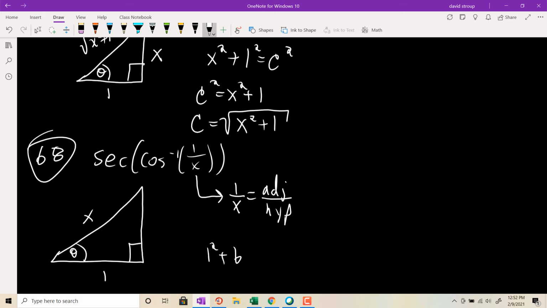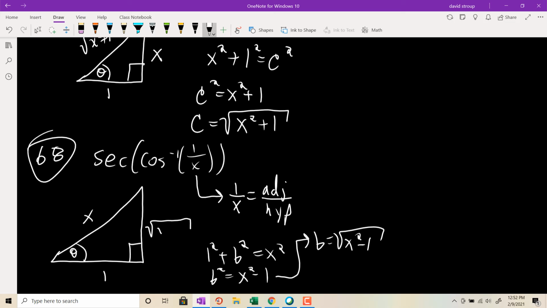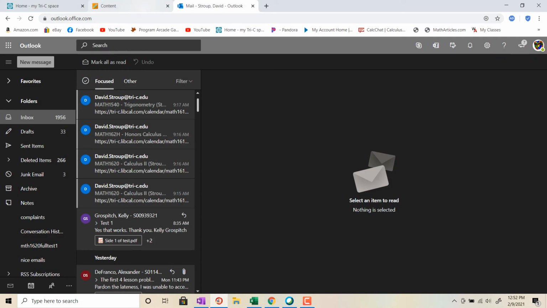1 squared plus, we'll call that third side b squared, equals x squared. b squared is x squared minus 1. And then b is the square root of x squared minus 1. So our third side, draw it in here, square root of x squared minus 1. And then the secant of this angle is going to be hypotenuse over adjacent. So hypotenuse over adjacent, you kind of see they're just reciprocals. It took the reciprocal of 1 over x and turned it into x over 1. In general, I wouldn't look for patterns like that here. Just use your triangle and go from there.